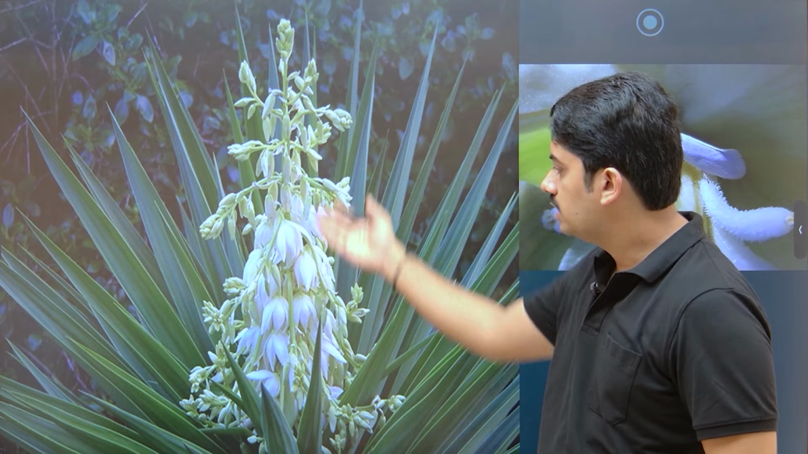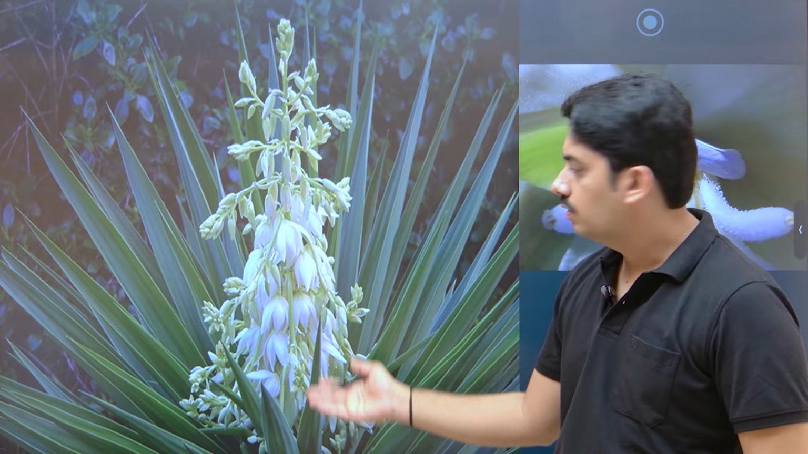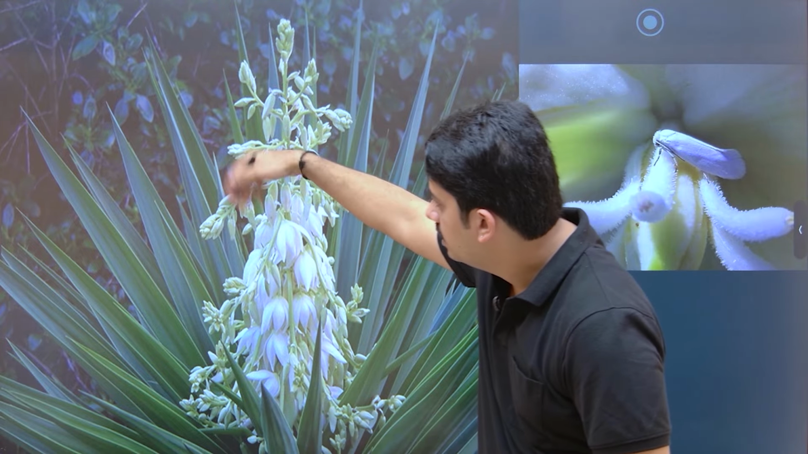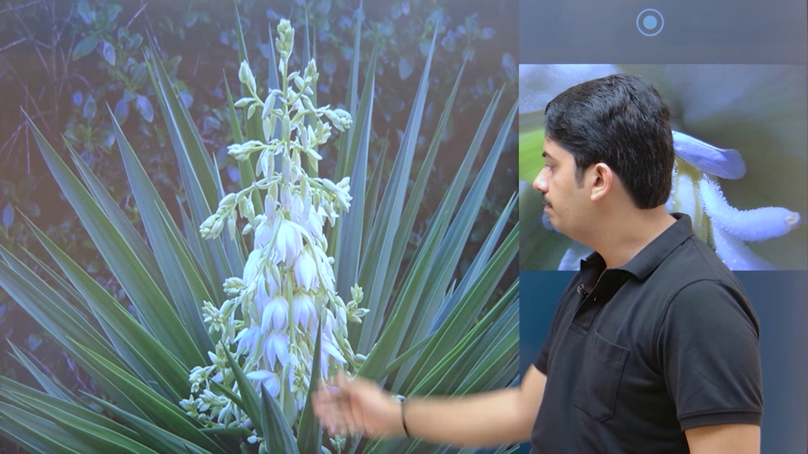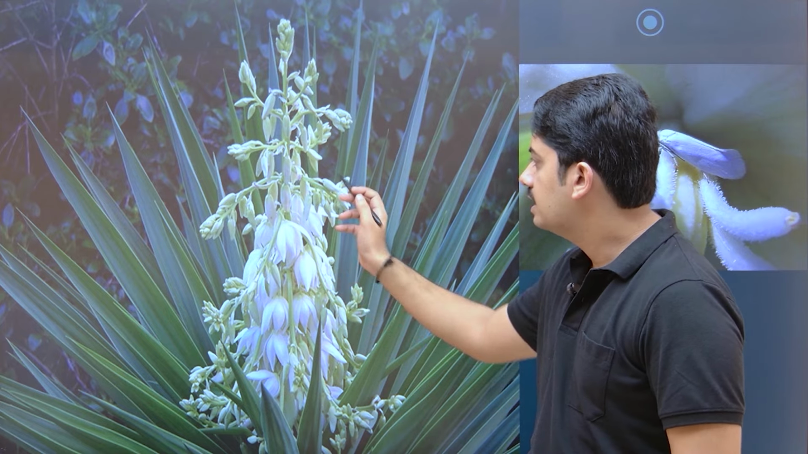Here you can see this is yucca plant. Okay, here you can see the shape of the leaf. In garden they usually grow this plant. This is the very big inflorescence. Each one is a flower.